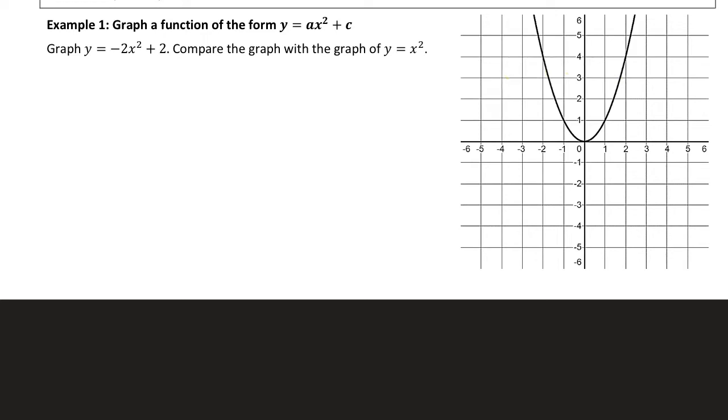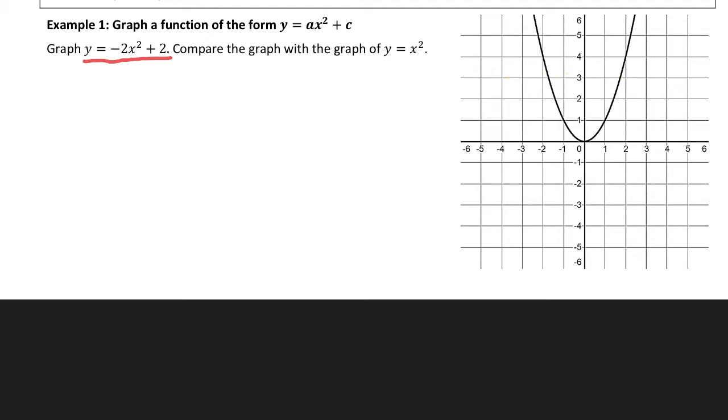I already graphed the parent function, as you can see there. Now what I want to do is I want to graph this function, and we're going to compare it with our parent function graph. So we're going to graph y equals negative 2x squared plus 2. So there's a couple important features we've got to know here. And this kind of comes back to transformations of functions. So one thing is this graph, I'm going to compare it first and then I'm going to graph it.